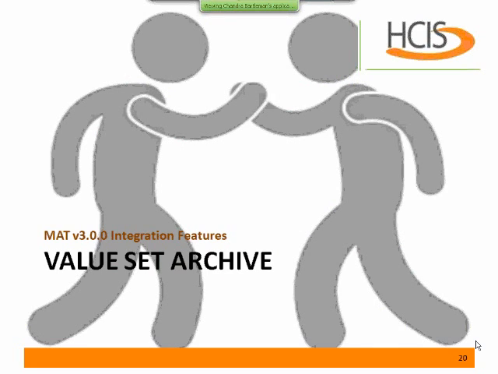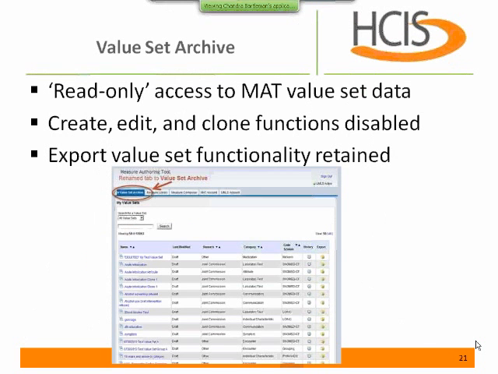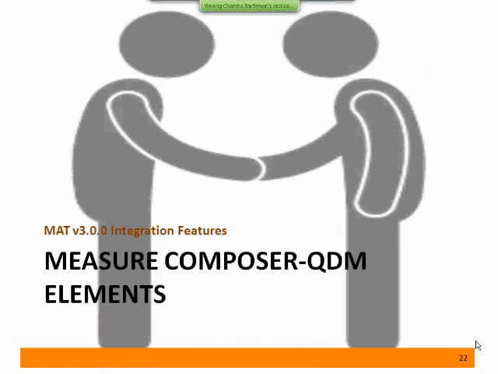The value set library is renamed to Value Set Archive. Value set data previously created, stored, and maintained in the MAT will continue to exist in the Value Set Archive. The value set data stored within the Value Set Archive will be viewable. However, the create, edit, and clone functions have been disabled. After the release, new, existing, and updated value set data will be retrieved from VSAC. You are still given the option to export an individual value set from the MAT.